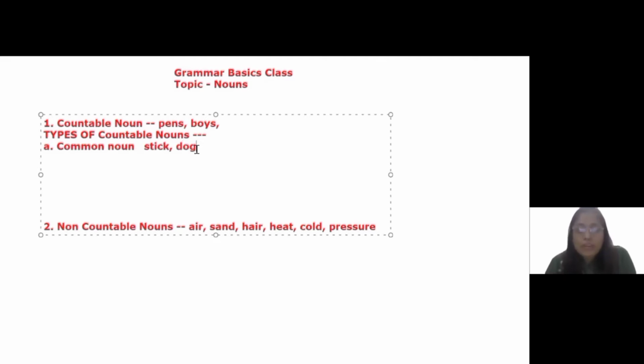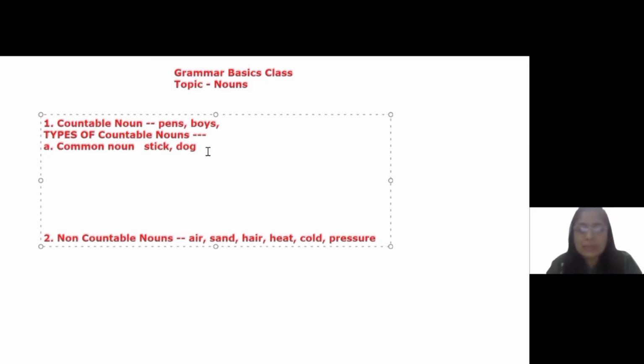Because they are common, they can have two forms, that is singular and plural. About this, I will tell you a little while later. Okay. The second type of a noun is a proper noun. These are all categories of countable nouns.